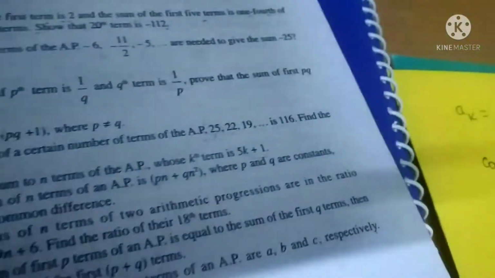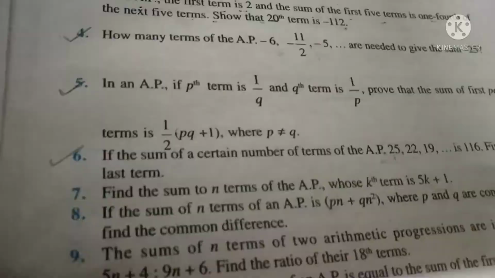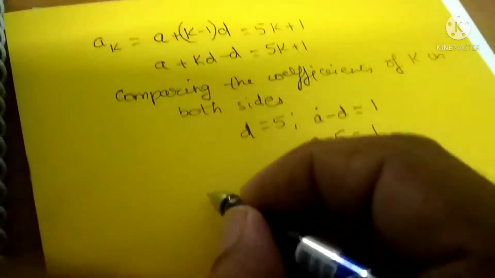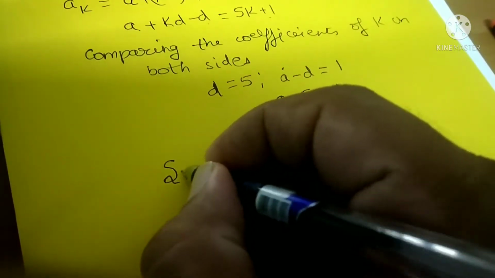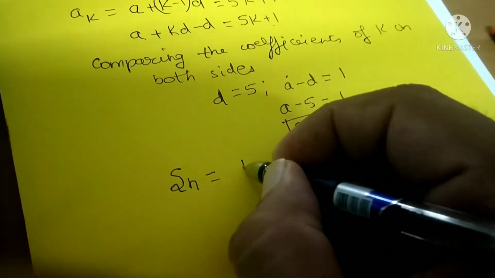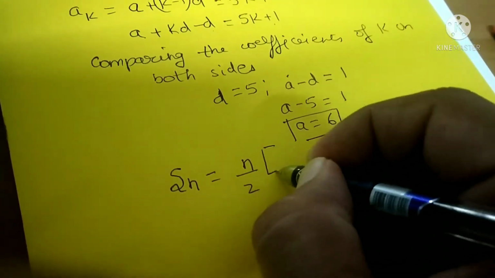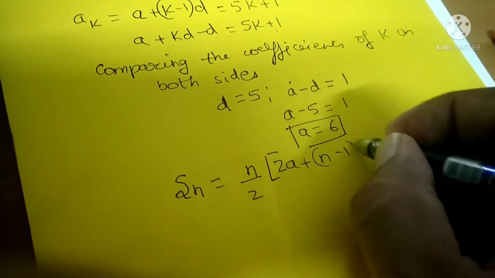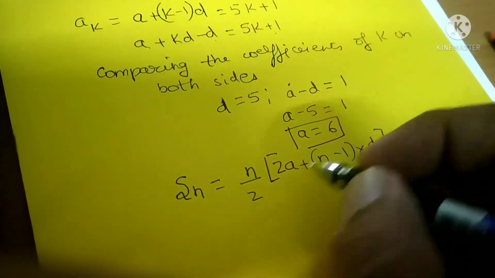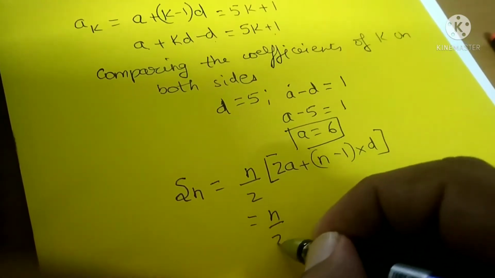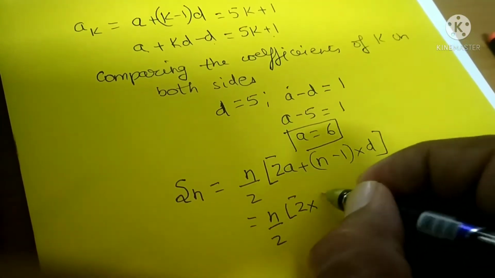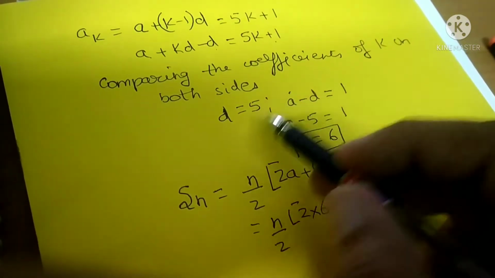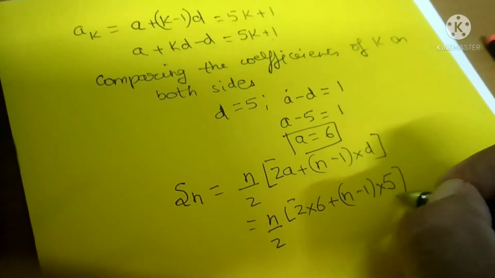Now क्या find करना है हमें? The seventh question: find the sum of the n terms. So sum of the n terms is Sn, which is n by 2 whole into 2 into a plus n minus 1 whole into d. इसका आंसर हो जाएगा n by 2 और 2 into 6 plus n minus 1 whole into d. d is how much? 5, 5 है ना यहाँ पे, तो 5 आ जाएगा. ठीक है.